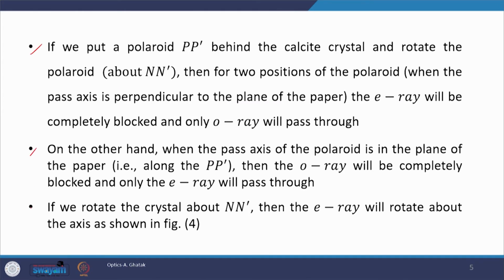Now, this is summarized in these 3 points. If we put a Polaroid PP prime, which is a polarizer, behind the calcite crystal and rotate the Polaroid about the NN prime axis, then for 2 positions of the Polaroid, when the pass axis is perpendicular to the plane of the paper, the E ray will be completely blocked and only the O ray will pass through. Similarly, for 2 positions of the Polaroid, the E ray will pass through and the O ray will be completely blocked. The second point is that when the pass axis of the Polaroid is in the plane of the paper, the O ray will be completely blocked and the E ray will pass through. This is what I told you earlier.